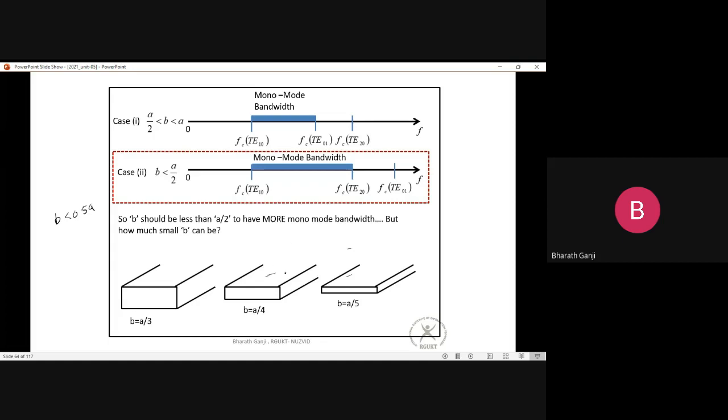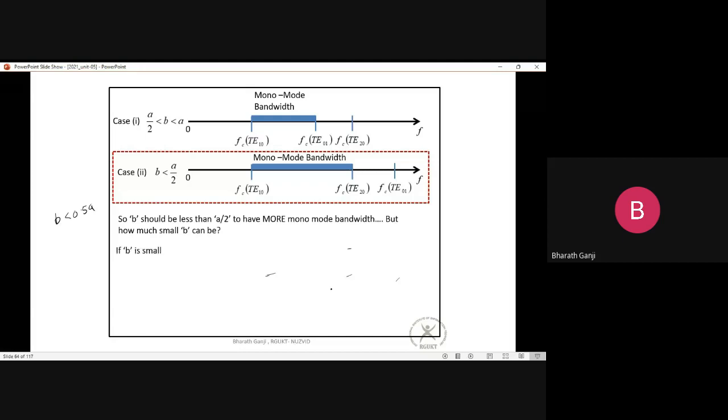ఎంత తక్కువ తీసుకోవాలి అన్నది, because if I make it very small, a/5, a/10 అట్లా తీసుకుంటే వెళ్ళిపోయే కొద్దీ ఏంటి అంటే ఈ వేవ్ గైడ్ డైమెన్షన్ అది దగ్గరికి వచ్చేస్తూ ఉంటుంది. సో దానివల్ల ఏమవుతుంది అంటే if b is very small, waveguides become very thin, and if they become very thin there is a problem of breakdown.